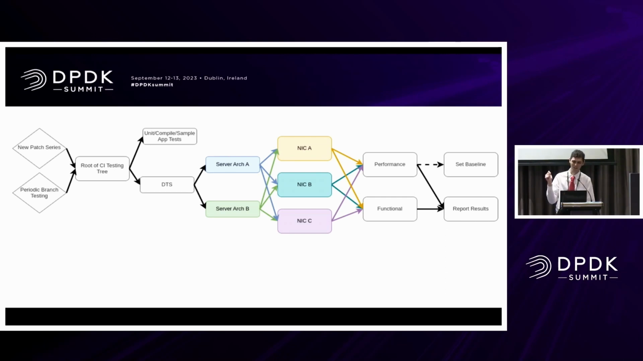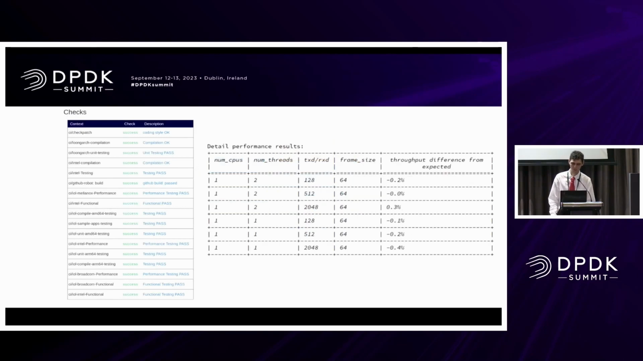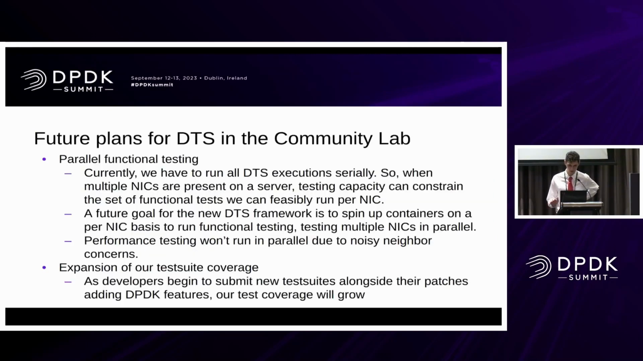We have x86 and ARM-based CPU servers in the lab. We've got NICs from Broadcom, Intel, NVIDIA. We publish functional and performance results, set a baseline only if it's one of our periodic tests, and publish to Patchwork as Aaron has described. Here's an example of what one of those forwarding reports would look like for a particular environment NIC combination.